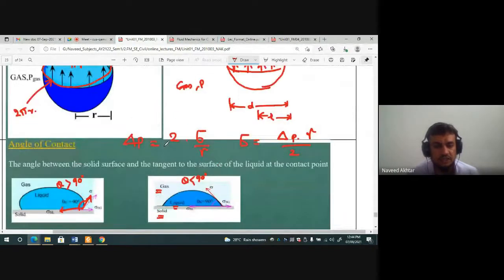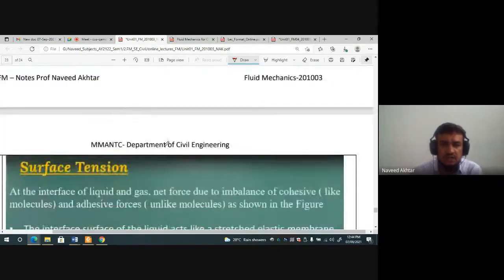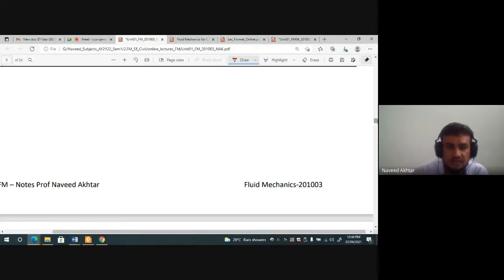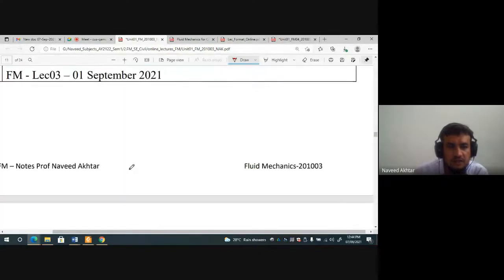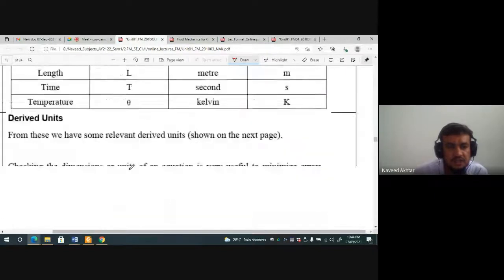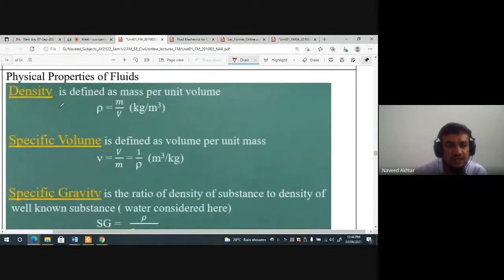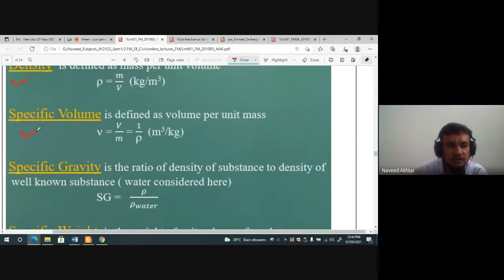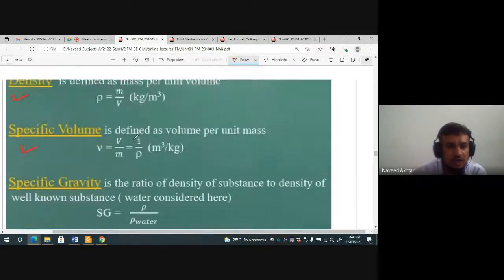In this properties of fluid, part 1 of your unit 1, you have studied many properties of the liquid. We have seen the density, the mass upon the volume. We have seen the specific volume. Specific volume is defined as volume per unit mass. It is nothing but 1 upon rho, 1 upon density.